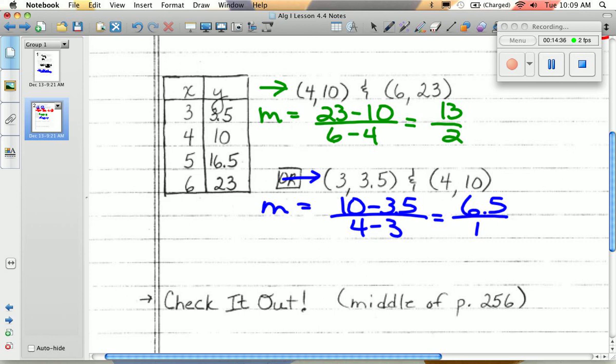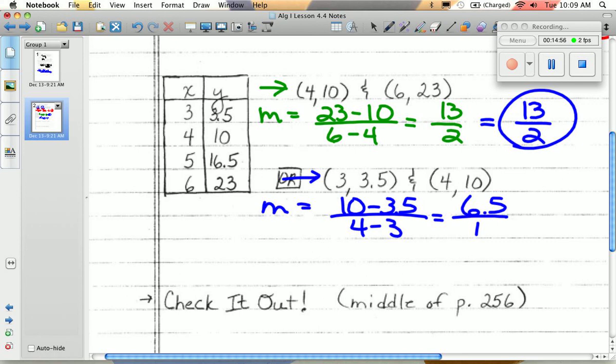Can 6.5 over 1 be simplified to 6.5? Yes. Okay, how about 6.5 over 1? Can it be renamed as 13 over 2? Yes. How? Multiply both of them by 2. So these really mean the same thing, don't they? This one we would say, should we simplify it? No, because nothing goes into both of them, so we would say, okay, let's leave it as 13 halves.